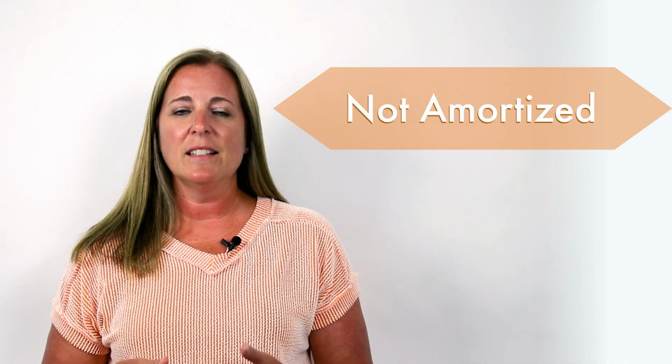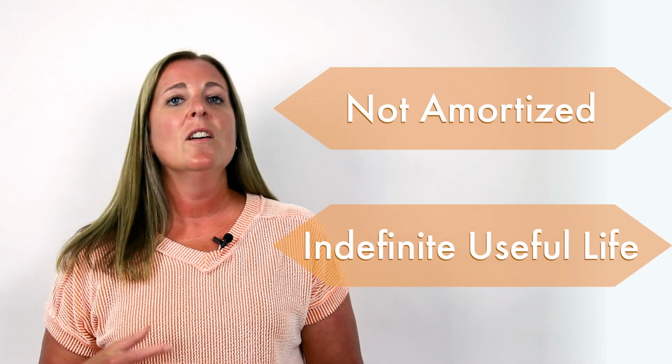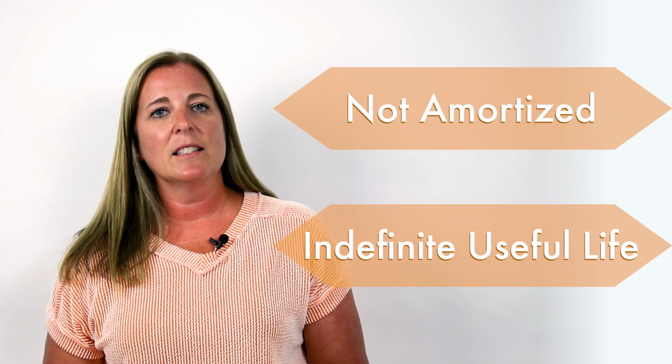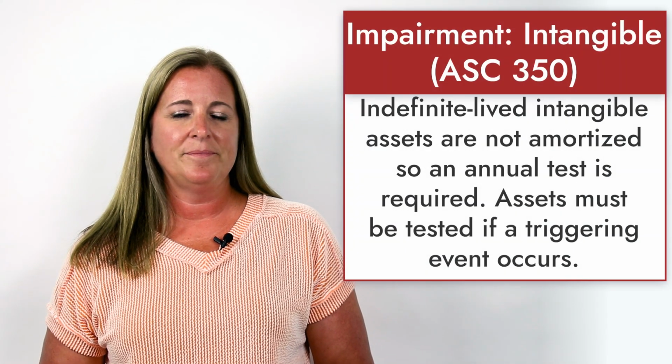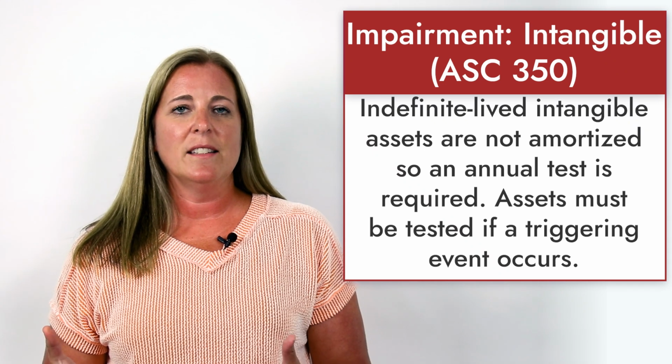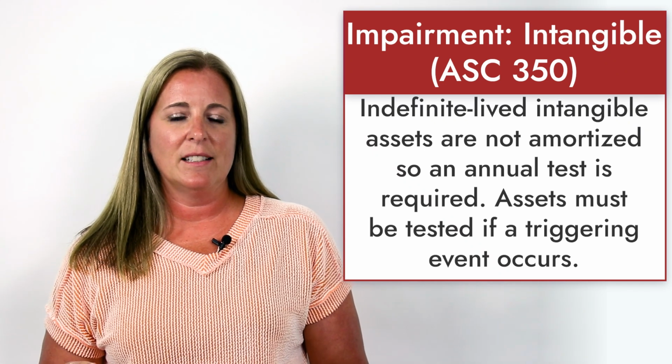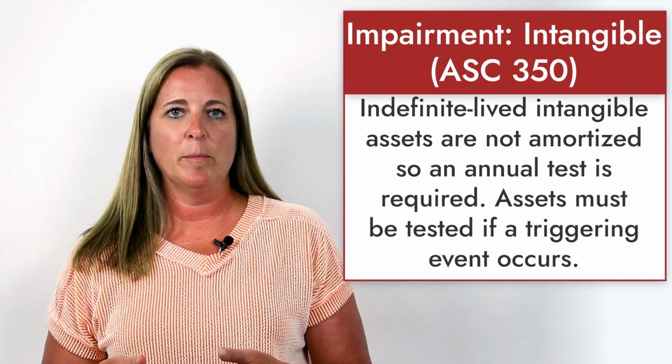Now keep in mind, finite-lived intangible assets, which are also amortized, follow the same exact process. But what about indefinite-lived intangible assets, right? These are not amortized, they have an indefinite useful life. Well, this is a little bit of a different process. So this is governed by ASC 350, subtopic 30, and what this requires is an annual impairment test. It's a 1-step quantitative approach.